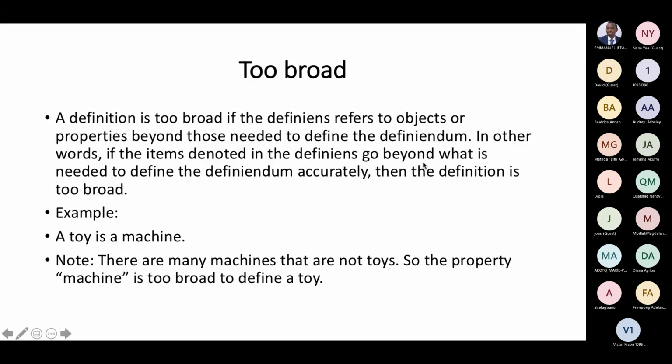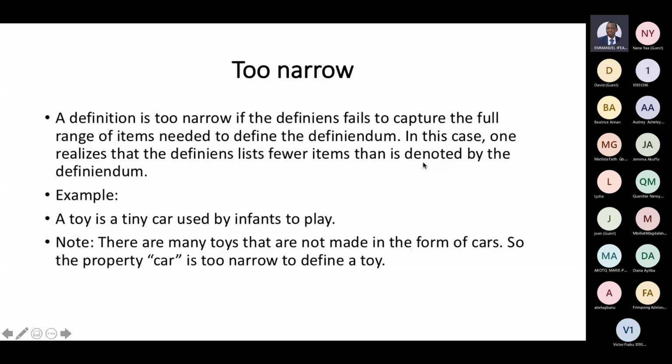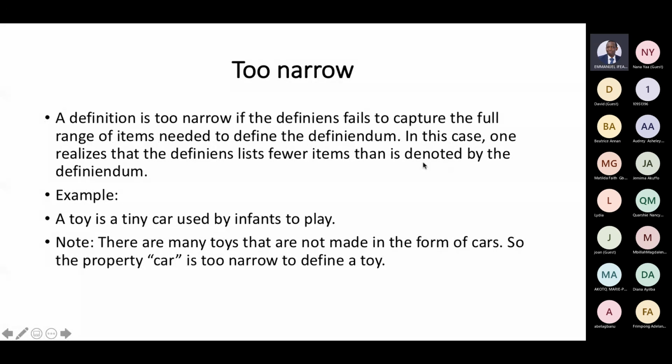Okay, so if a definition is too narrow, then the definition fails to capture the full range of items needed to define a definiendum. In this case, one realizes that the definition lists fewer items than is denoted by the definiendum. A toy is a tiny car used by infants to play. A toy is a tiny car.